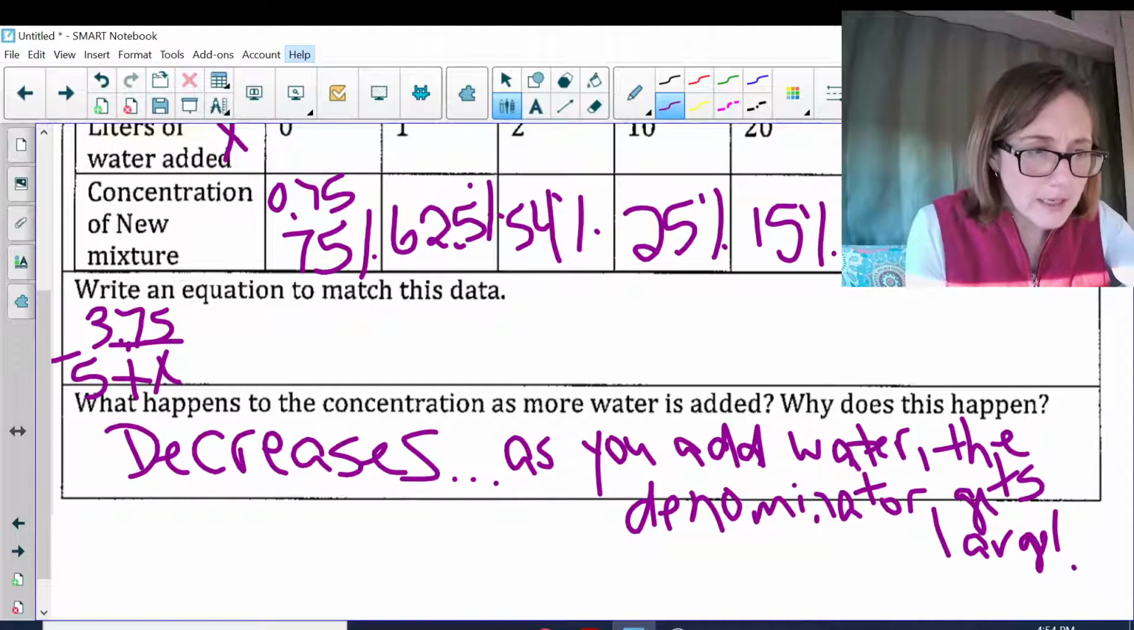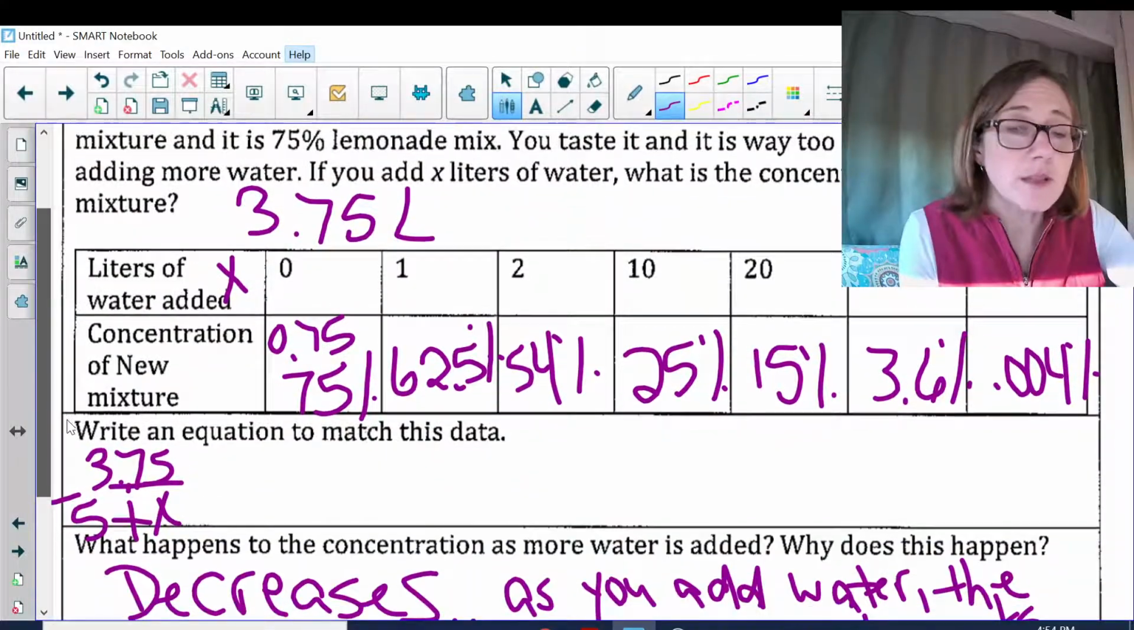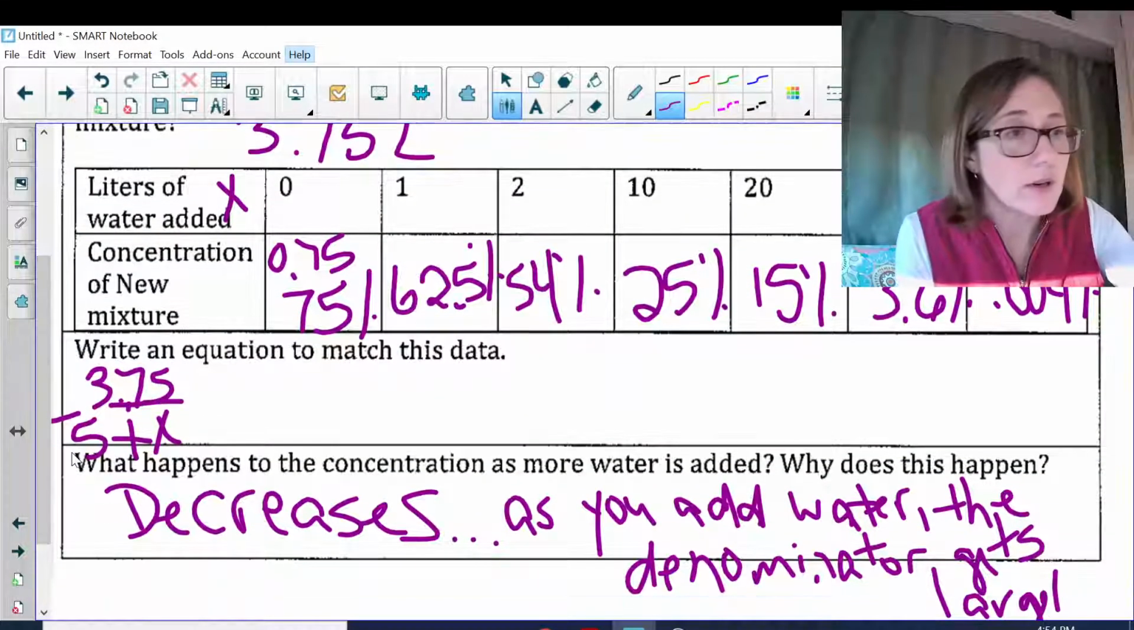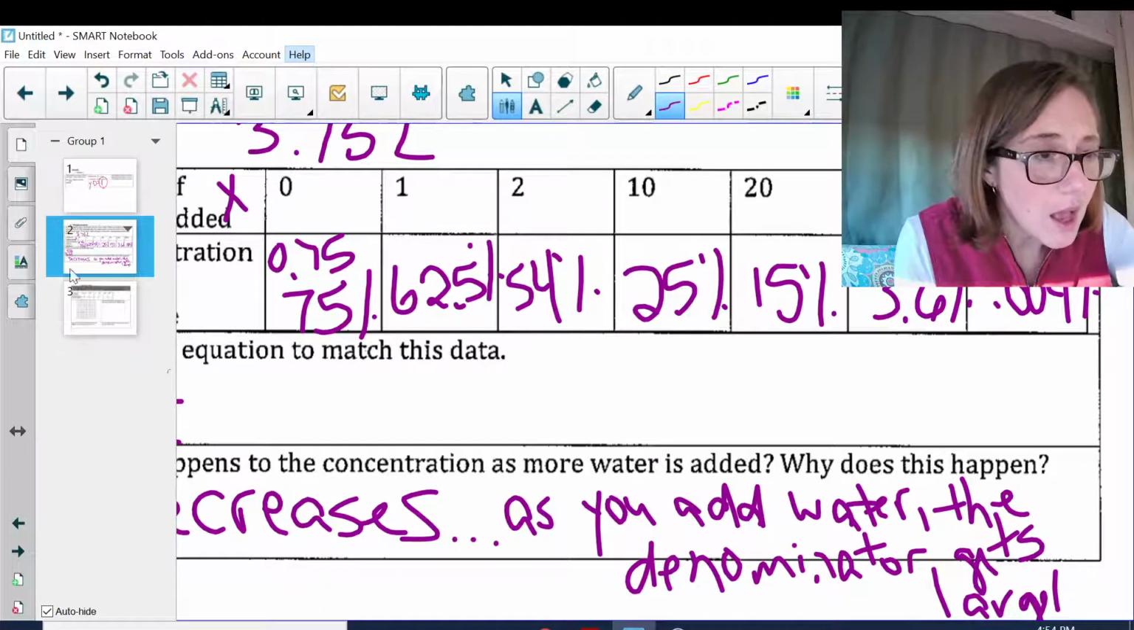Okay, so then we need to come up, does this one need graphed? No, okay, so this one does not need graphed. The next one I believe will need graphed. So that finishes that problem.